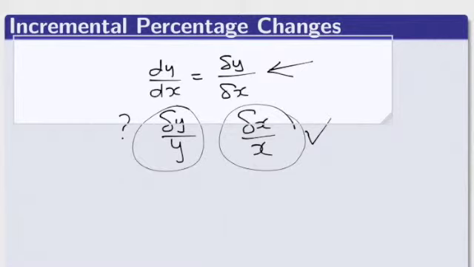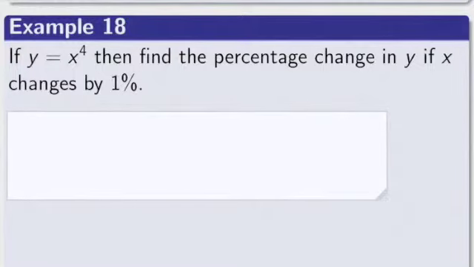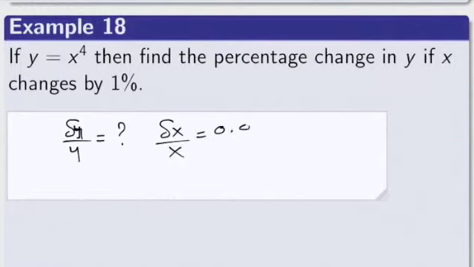Let's look at an example. If y is x raised to the power 4, then find the percentage change in y if x changes by 1%. So we are interested to know the percentage change in y. So we want to know delta y on y. We need to know that. We want to find it. Delta x on x is given. It's 1%, so it's 0.01.